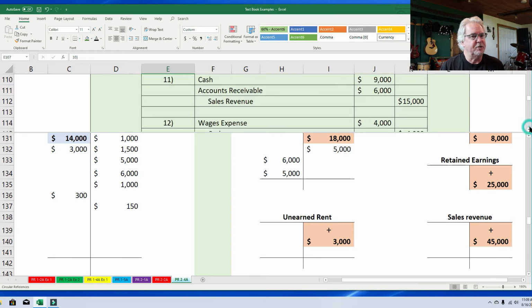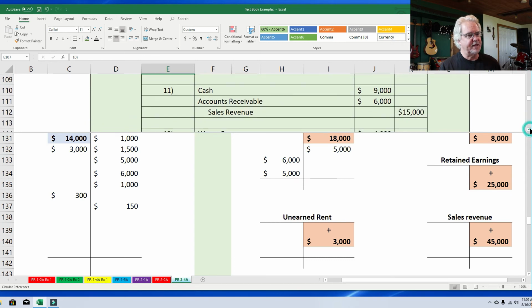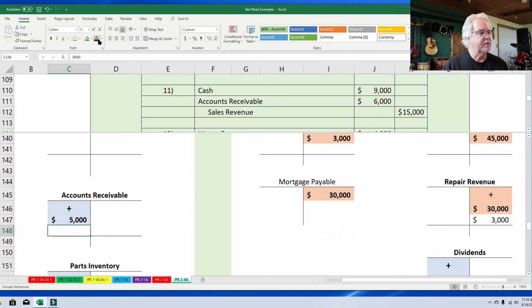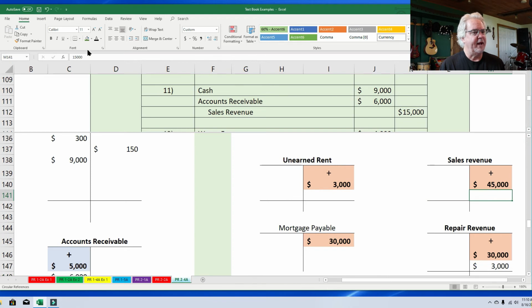And coming down here to transaction number 11. 11 was another new one where we've got 3 things going on. Well, cash is coming in. Cash is on the left-hand side. Accounts receivable on the left-hand side for 6,000. And sales revenue on the right-hand side. After you've had a lot of practice, you'll understand that revenues are always on the right-hand side.